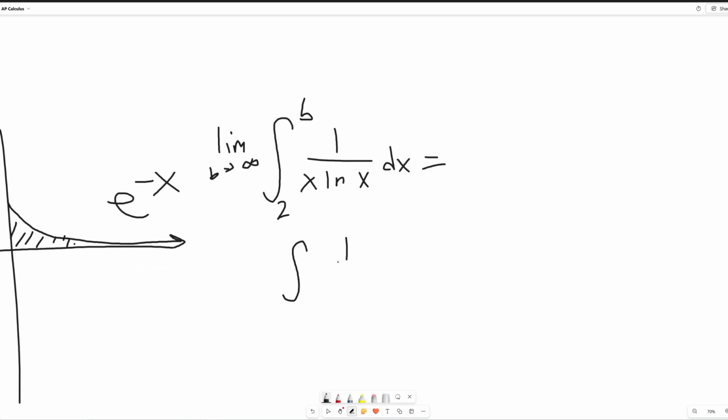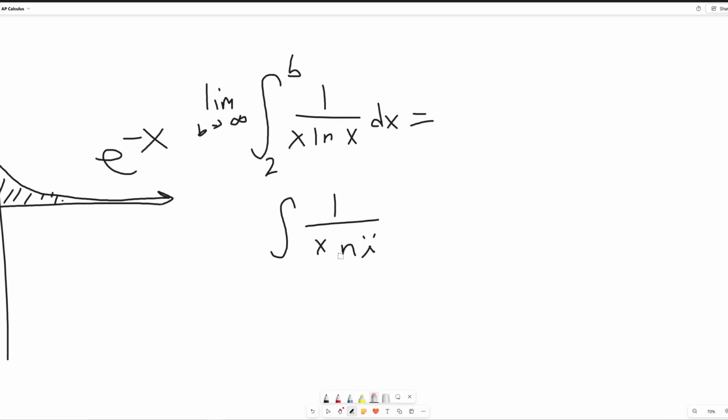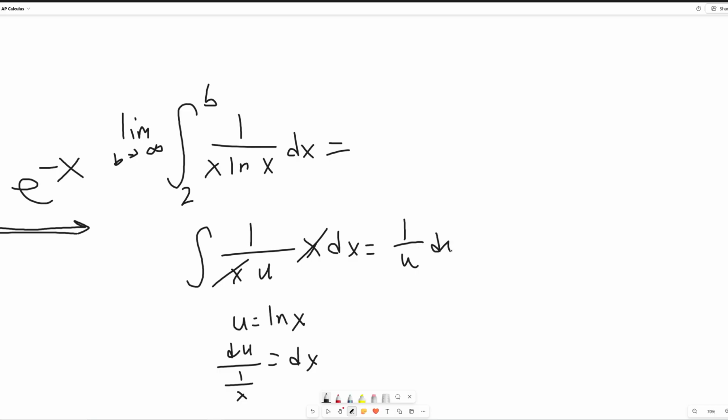Well, first we need to actually integrate it. x ln of x can be written as x times u. We're going to u-sub this: u equals ln x. du equals 1 over x dx, because the derivative of ln x is 1 over x. So this is going to be x du. Cross out these x's. 1 over u du equals ln of u, which is ln of x. That is our answer for the integral of 1 over x ln x, which I think is pretty cool.